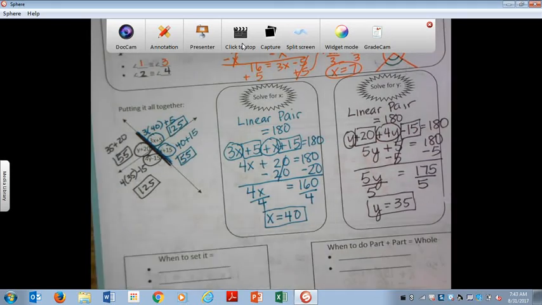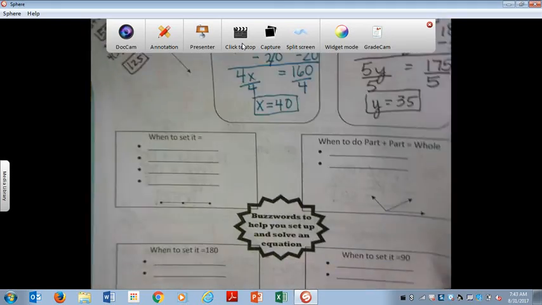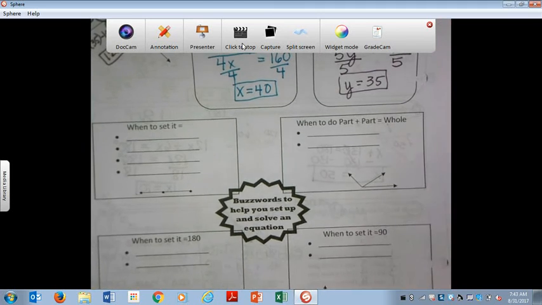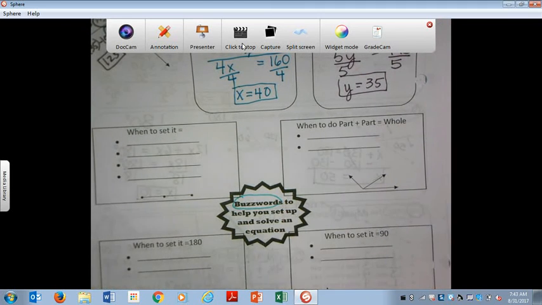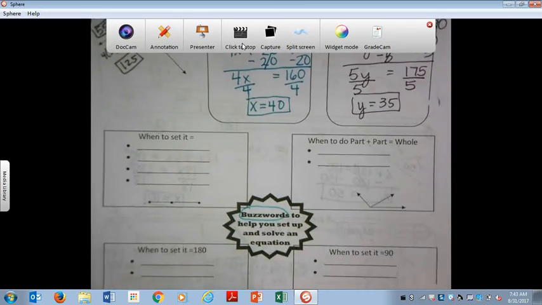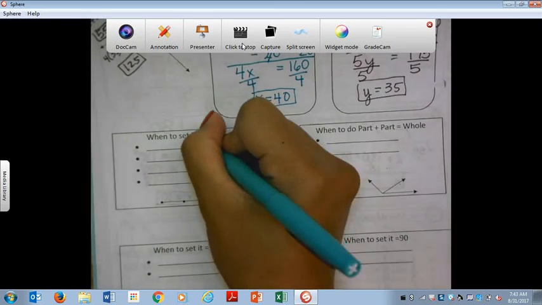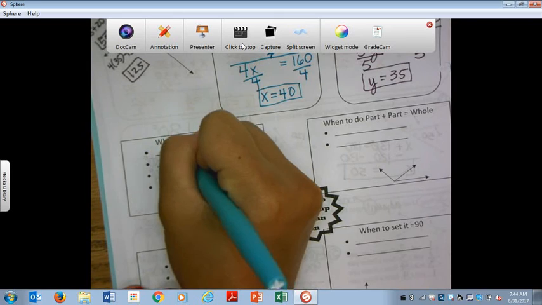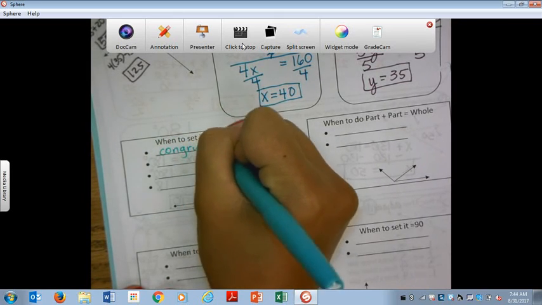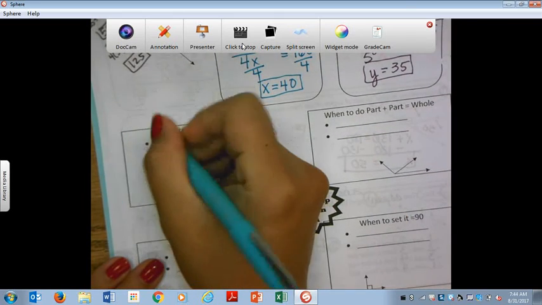So let's put it all together in this chart. These are the important buzzwords to help you set up your equations. So, when to set it equal? The word congruent, obviously, you're going to set it equal. The word bisect.